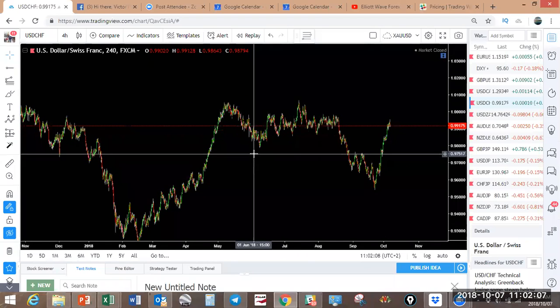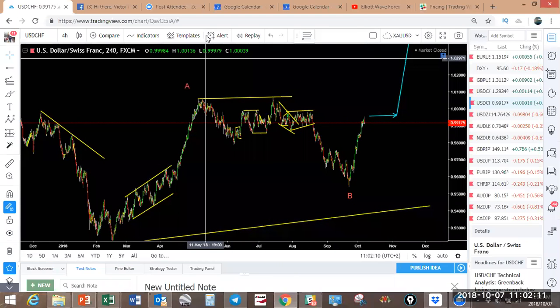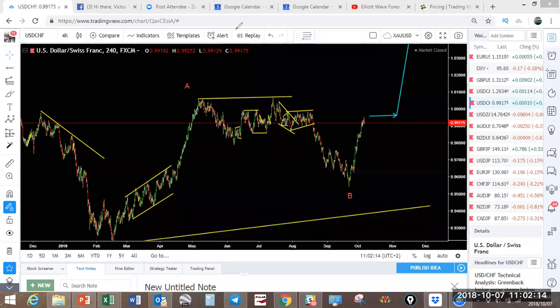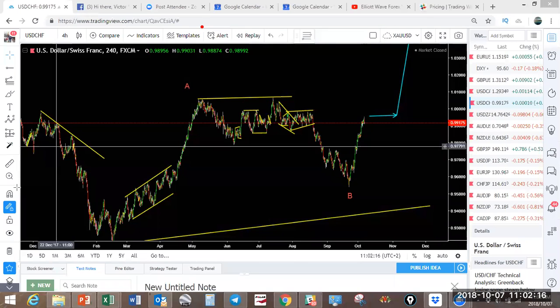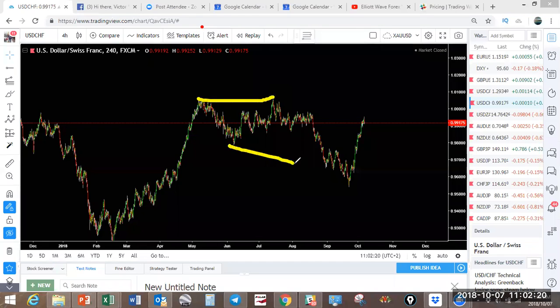Let's bring on the labelings. So on the 4-hour, you had this one as an expanding flat. Let's do the yellow color. In the 4-hour, you had this one as an expanding flat. It is still a valid expanding flat according to the rules. This 3-wave move that you see here is an expanding flat. 1, 2, 3. Okay, 3 waves there, 3 waves there, and an impulsive move to the downside.